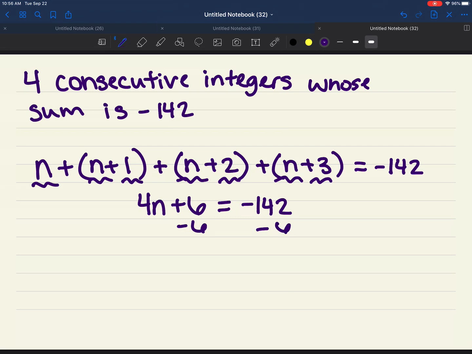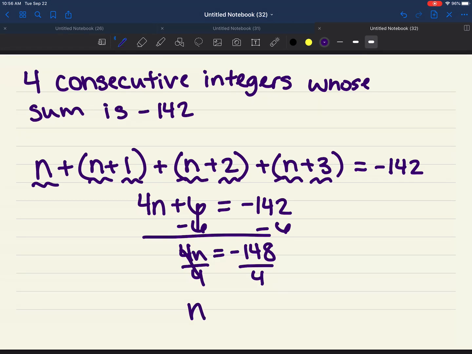Subtract 6. Okay, so if I have negative 142 and I subtract 6, what would that give me? Negative 148. Okay, and then you're going to divide by 4. What would you get for n? 37. Okay, now, is that my answer? No. What would be my 4 consecutive integers? 37, 38, 39. That's only 3. 40. Okay, do we agree or disagree?